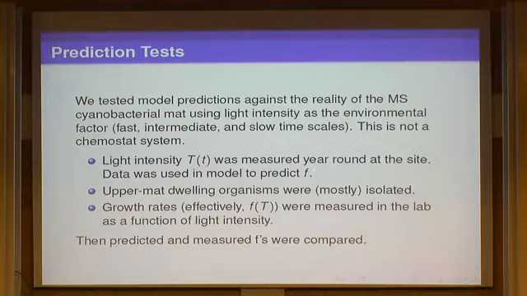And the second thing he did was he went and looked at some of these organisms that are growing at the top of the mat where the light is similar to what he measured, and he grew them up in the lab at various light intensities and measured their growth rates. Then you can predict. So this is the model prediction of what the optimal species would be. And this is what is actually there, and you can compare.